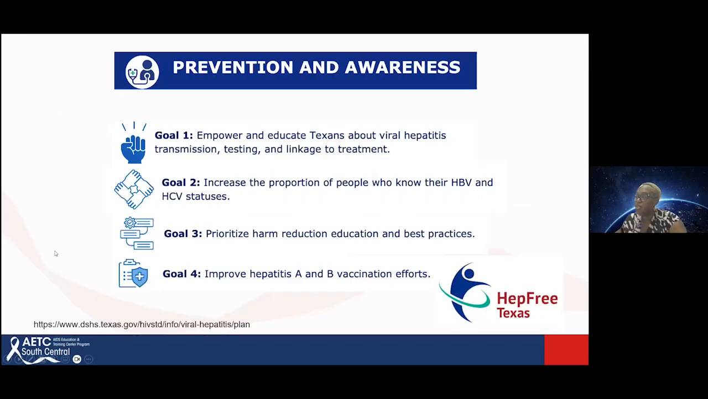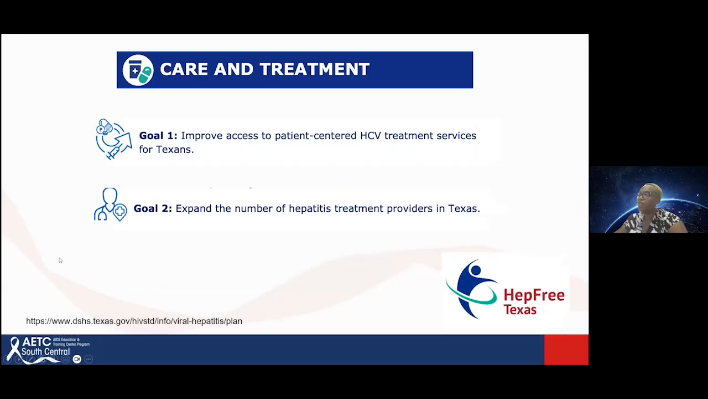For prevention and awareness, here are the goals for this section. Goal 1 is to empower and educate Texans about viral hepatitis transmission, testing and linkage to treatment. Goal 2 is to increase the proportion of people who know their HBV and HCV statuses. Goal 3, prioritize harm reduction education and best practices. And then goal 4, to improve hepatitis A and B vaccination efforts. For care and treatment, goal 1 is to improve access to patient-centered HCV treatment services for Texans, and then goal 2 is to expand the number of hepatitis treatment providers in Texas.